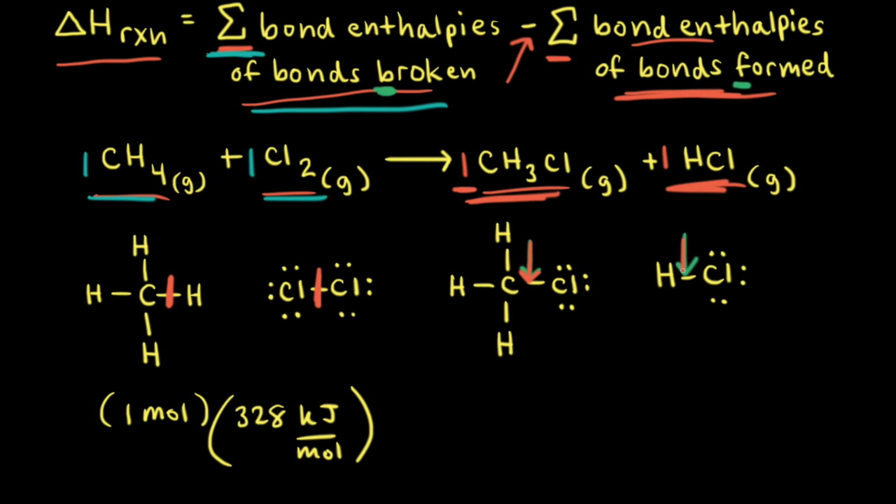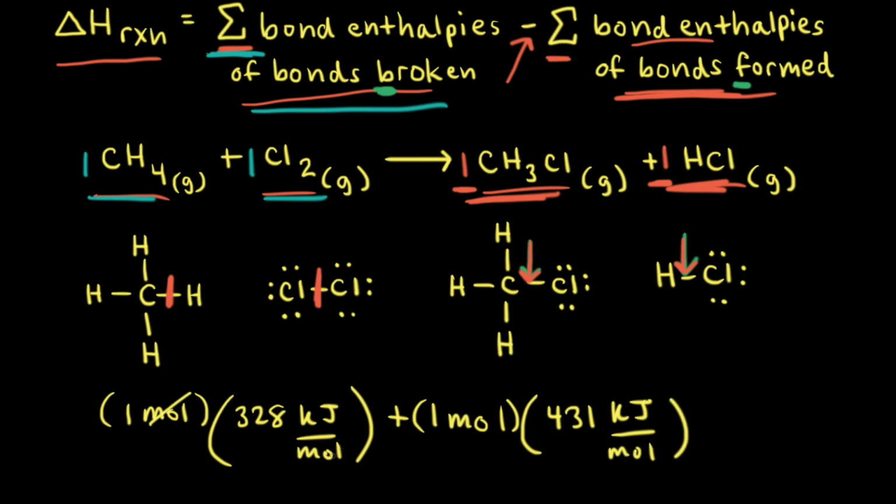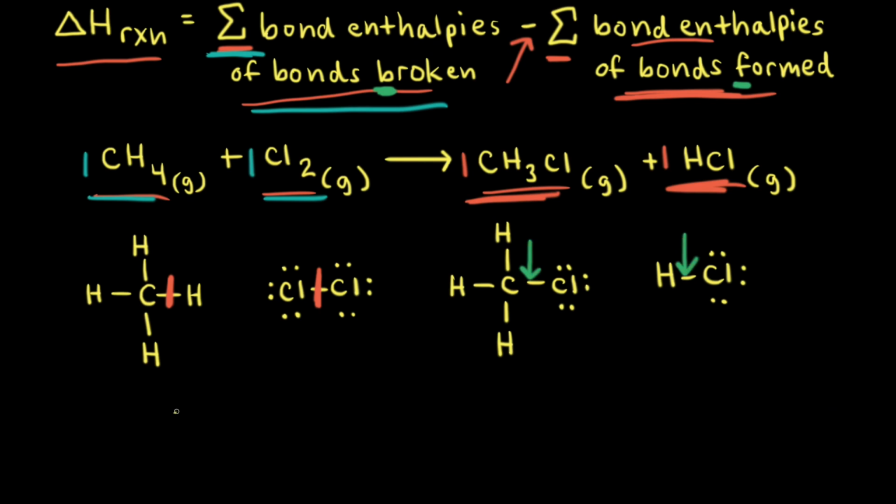And since we form 1 hydrogen-chlorine single bond for every molecule of hydrogen chloride, since we're making 1 mole of hydrogen chloride, we're forming 1 mole of hydrogen-chlorine single bonds. So to this, we add 1 mole of hydrogen-chlorine single bonds, and the bond enthalpy for a hydrogen-chlorine single bond is 431 kilojoules per mole. Moles cancel, and we get that the sum of the bond enthalpies of the bonds formed is equal to 759 kilojoules. Next, we're ready to find the change in enthalpy for our chemical reaction.